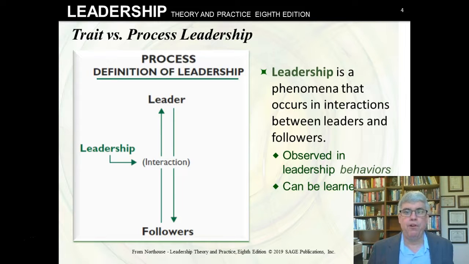So we're going to focus throughout this book on this leadership process. We always need to think of it as a process of this interaction. That's why we have these arrows going both ways here, so that leaders are influencing followers, and followers influence good leaders so that they adapt their behavior to the situation.